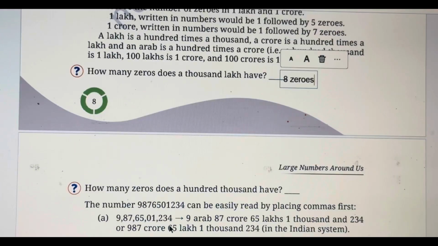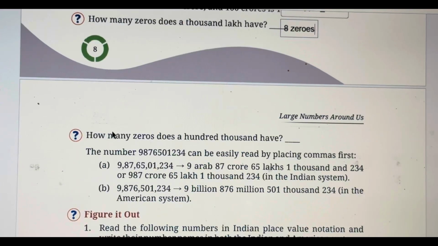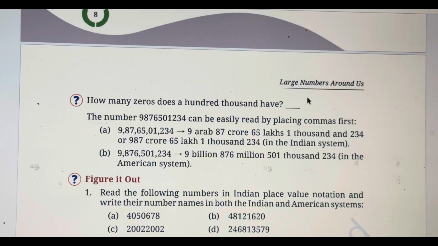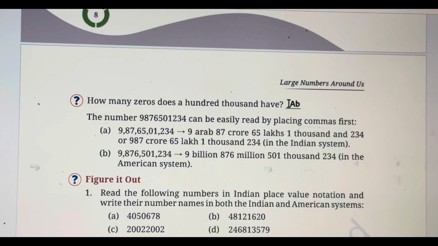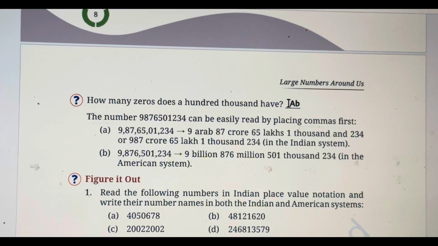Now there is another question. How many zeros does 100,000 have? So 100,000 means 100 has 2 zeros and 1,000 has 3 zeros. So total how many zeros are there? 5 zeros, correct?